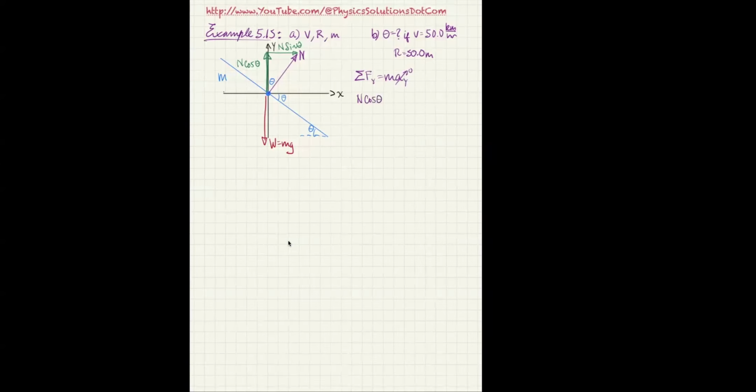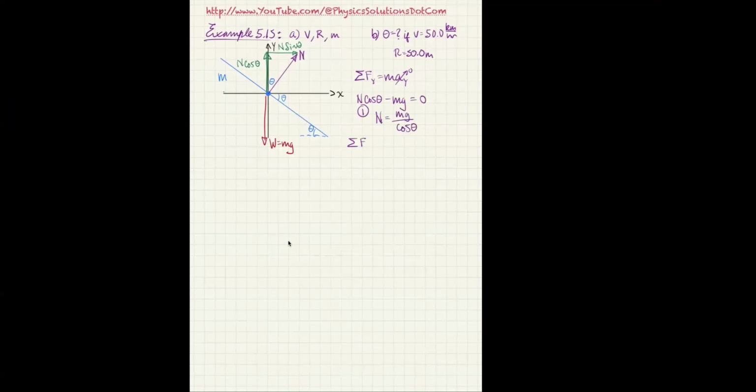From this, we get the force acting upward is N cosine theta. The force acting downward is mg, and that's all equal to zero. So what we can get is that the normal force is actually equal to mg over cosine theta, and I'm going to call that equation 1.